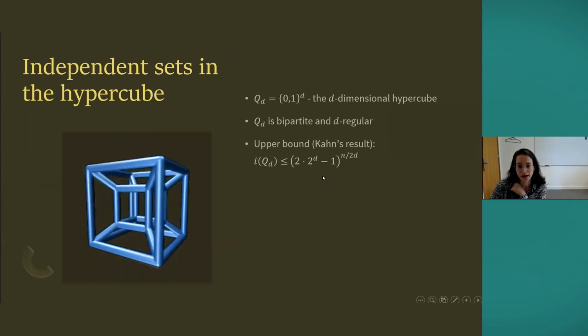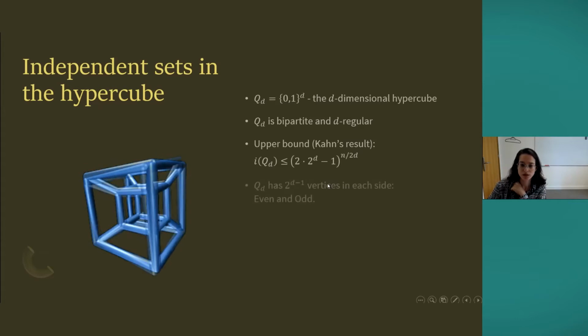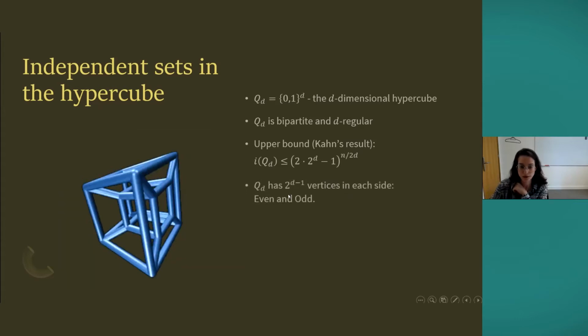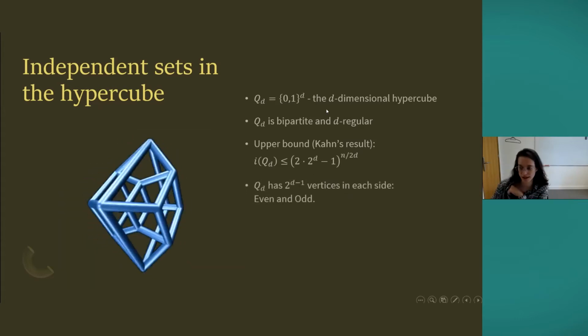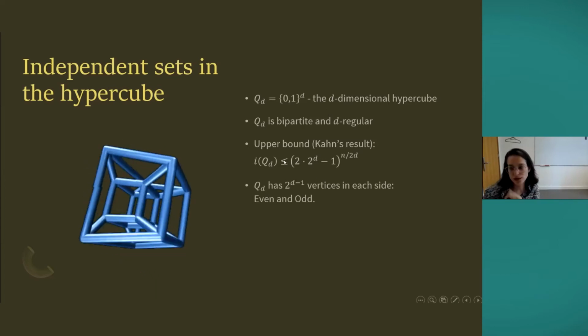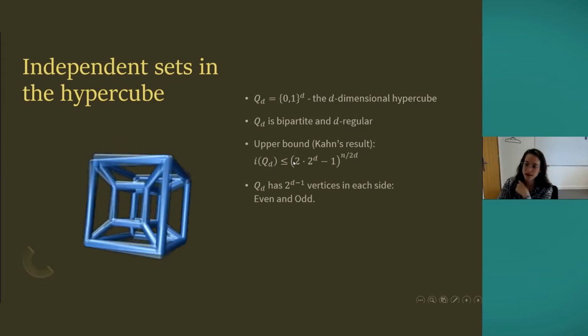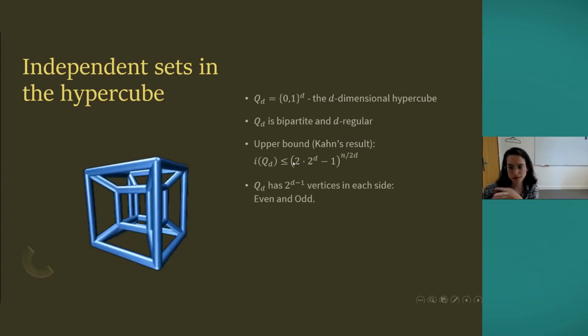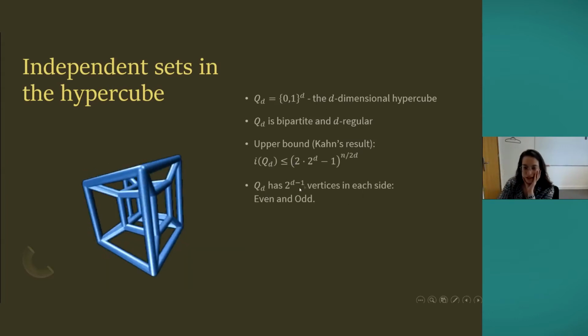Okay, but what about the lower bound? So let's see what we can say about the lower bound. We have two sides on the hypercube. It's a bipartite graph. Each side has 2 to the D-1 vertices. We sometimes call the sides even and odd because it's just simpler.